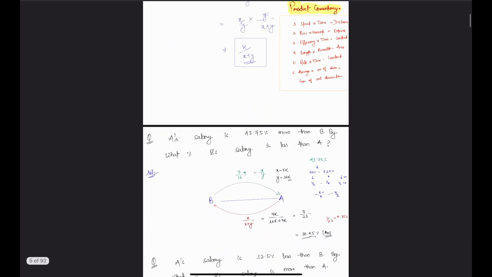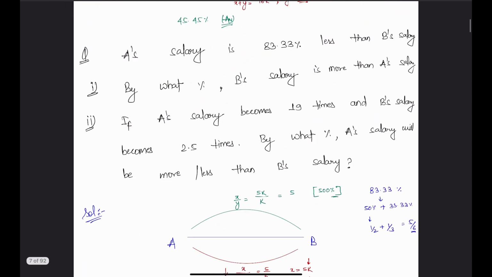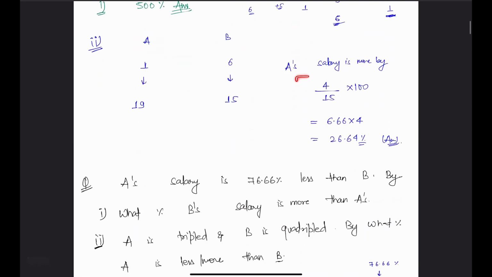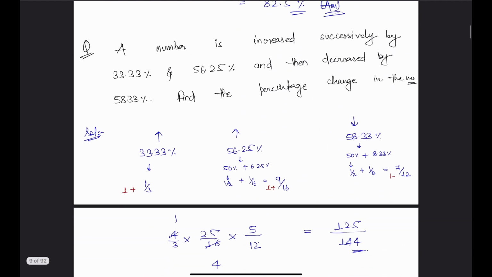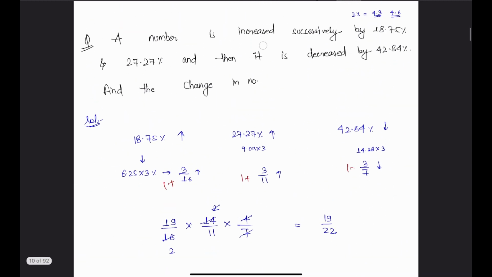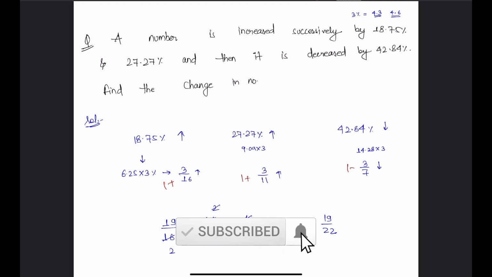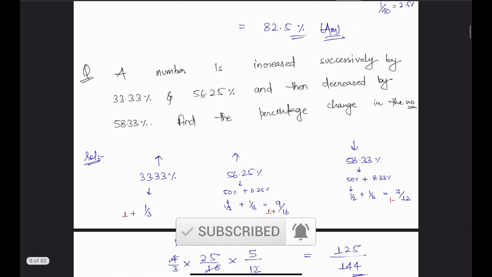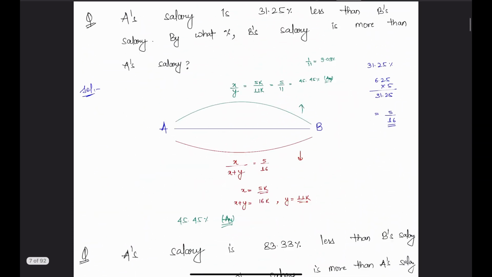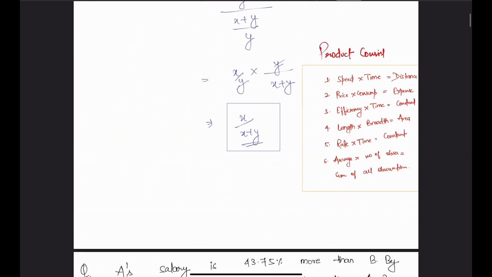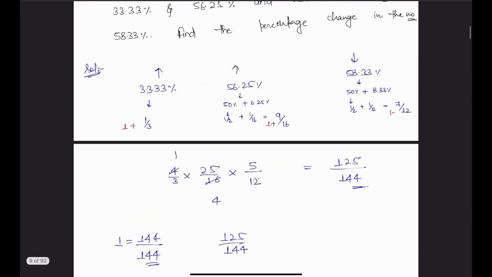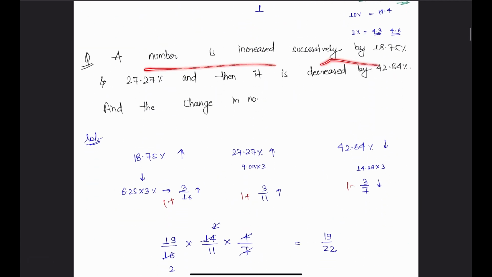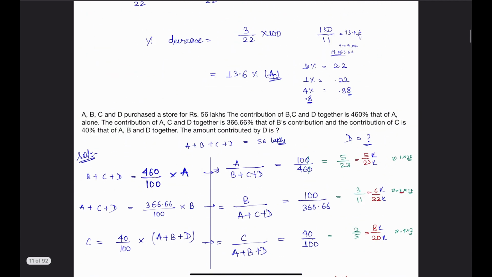Okay, so these things we have learned. We solved some questions. Salary, age increased by or decreased by triple less than, that also is solved. Successively increase and decrease we have done. Yeah, we have done this one. A number is increased successively by this one, decreased by this one, find the changed number, we have done.